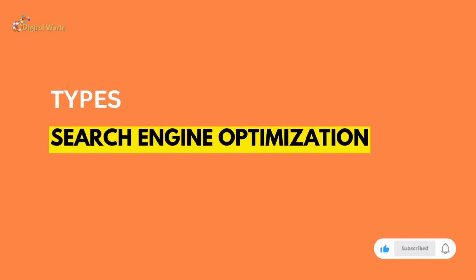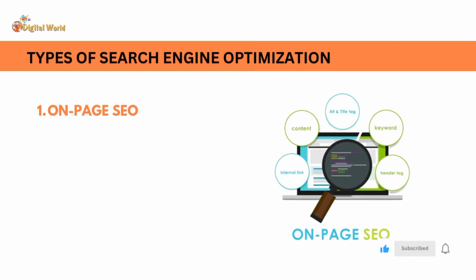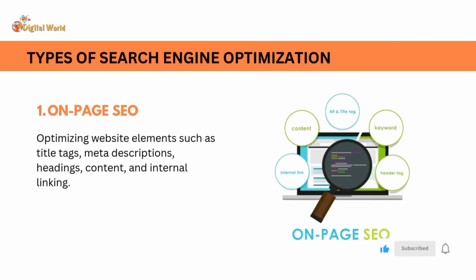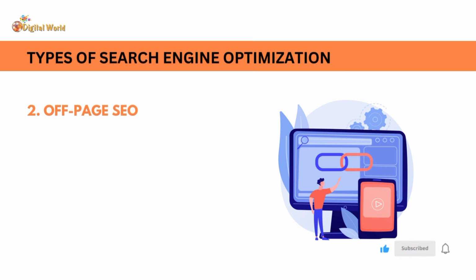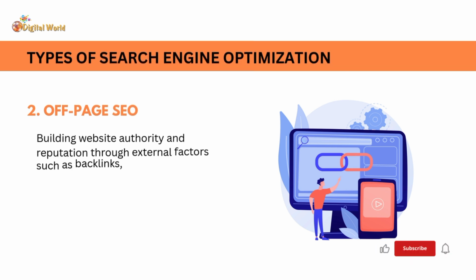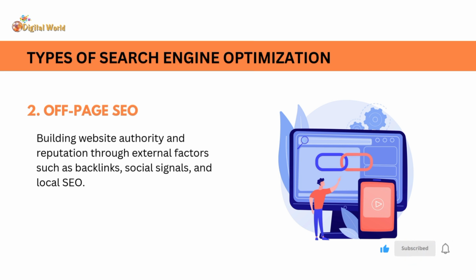Now we will talk about types of search engine optimization. Number 1. On-page SEO. Optimizing website elements such as title tags, meta descriptions, headings, content, and internal linking. Number 2. Off-page SEO. Building website authority and reputation through external factors such as backlinks, social signals, and local SEO.